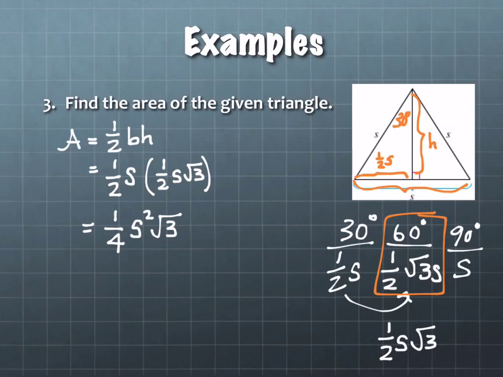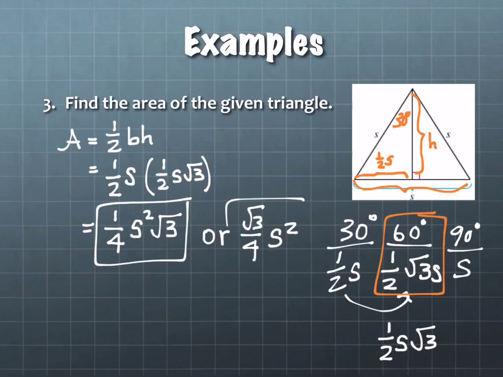The other way you could write this is radical 3 over 4, and then s squared at the back like that, which would be very clearly also not having the s underneath the radical. So either of those versions would be our area for our problem.